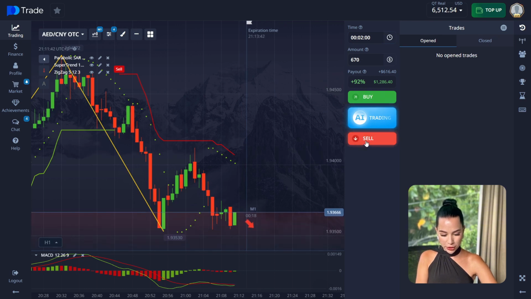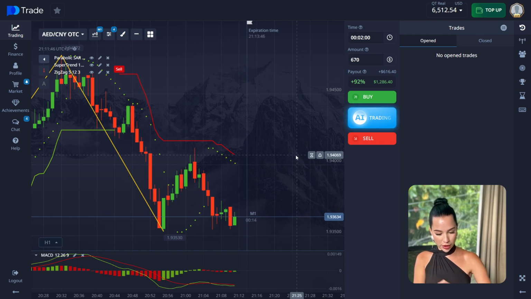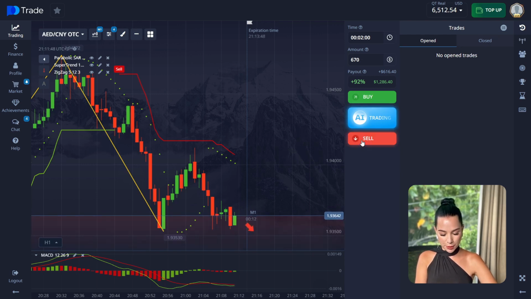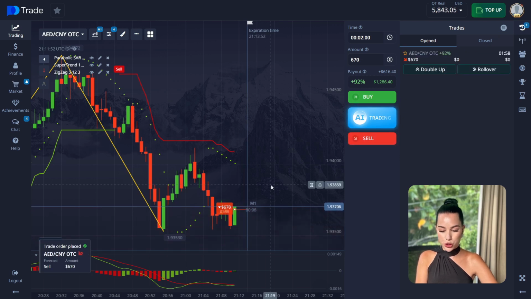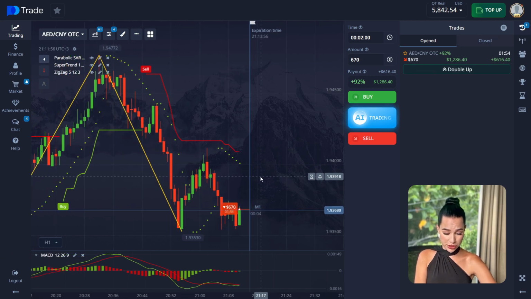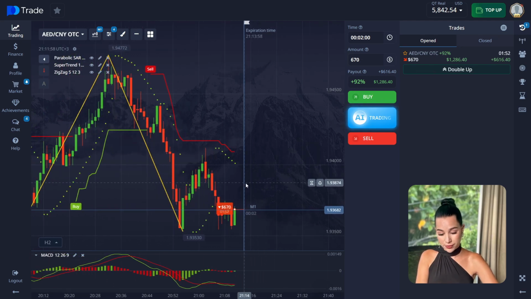So it's going to be a really good entry point, because now I think this chart is going in lateral movement more. It's not going to be a reversal here, so that's why I'm going to open the sell trade right now for 2 minutes here. Also for 2 minutes, so that's how we have more time for this trade to reverse just in case.